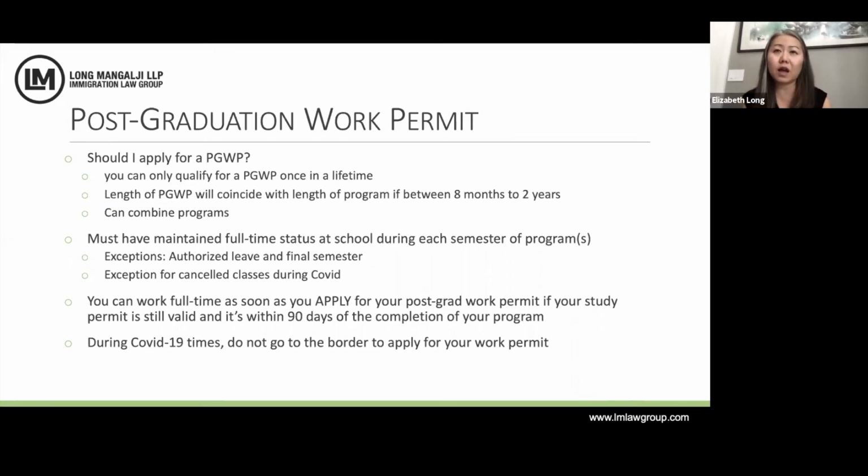During the COVID times, the officers are not allowing you to flagpole. Flagpole means you go to the border, you make a U-turn, and come back and apply for your work permit at the border. They're not allowing you to do that, okay? So you have to apply online, and online right now could take a few months for you to get your work permit. So keep these rules in mind so that you can continue your status and continue to be able to work.